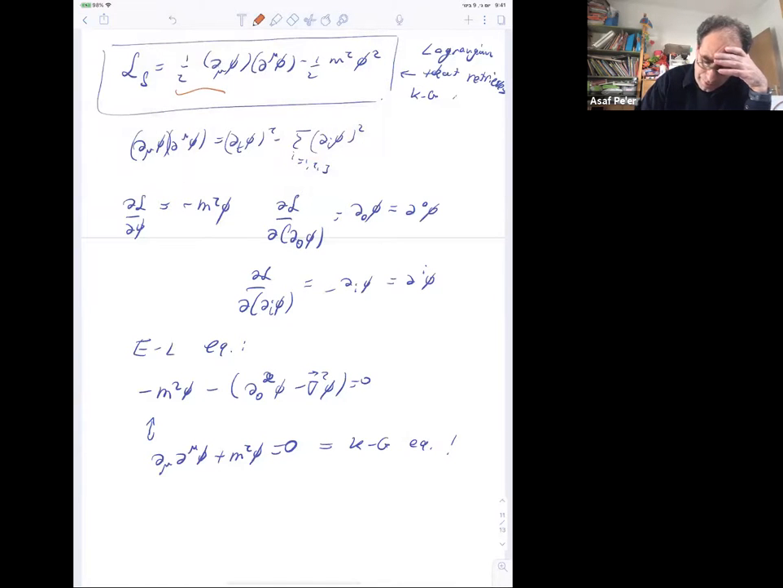This term here, half d mu phi, would give the p squared term in the equation of motion, right? So this is called the kinetic term of the Lagrangian. And this second term, minus 1/2 m squared phi squared, gives the mass term in the end, in the equation of motion, right? So this is called, surprise, surprise, the mass term.